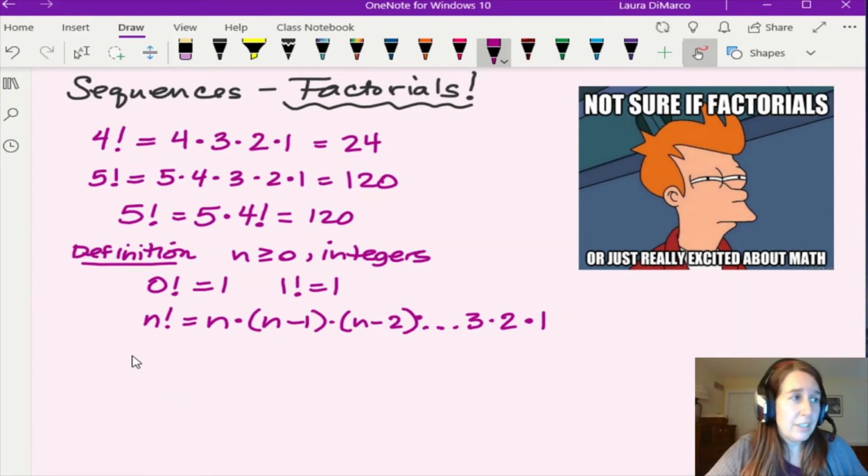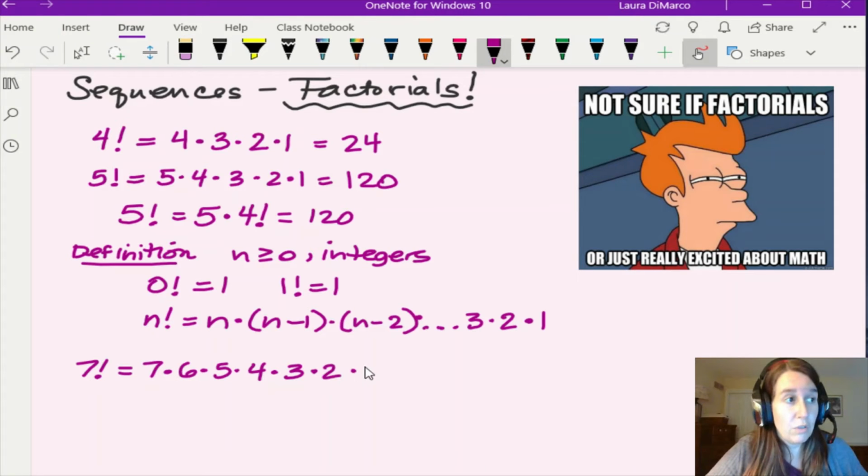Here's another example. We could do 7 factorial. 7 factorial means we'd have to do 7 times 6 times 5 times 4 times 3 times 2 times 1. We also know 5 factorial is 120, so we could do 7 times 6 times 120, because that will work. But even that, I don't exactly know what that is.